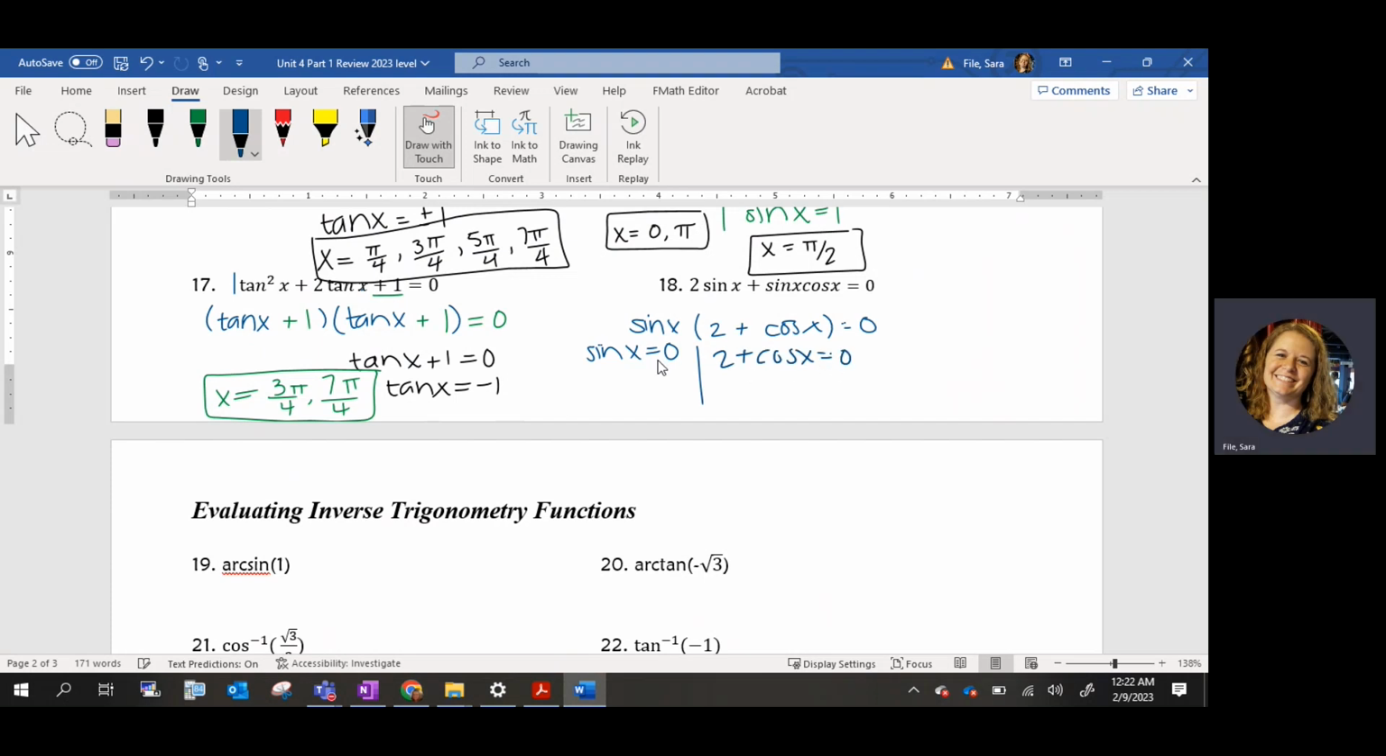So over here, the sine x is isolated, cosine's not. So I'd have to subtract the 2 to the other side. And this takes us back to what we said earlier. Negative 2 is not in the range of negative 1 to 1. So there's no solution for this factor over here. But here, is there a place where sine is 0? There definitely is. Sine is 0 at 0 and at pi.